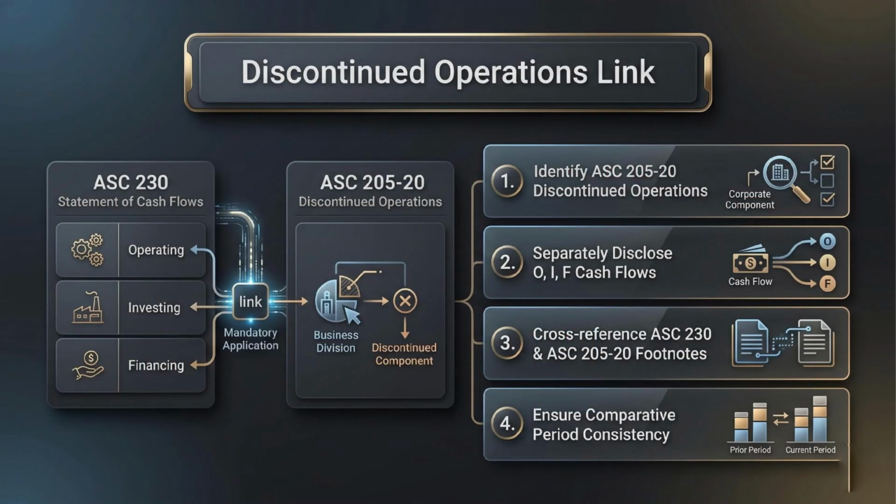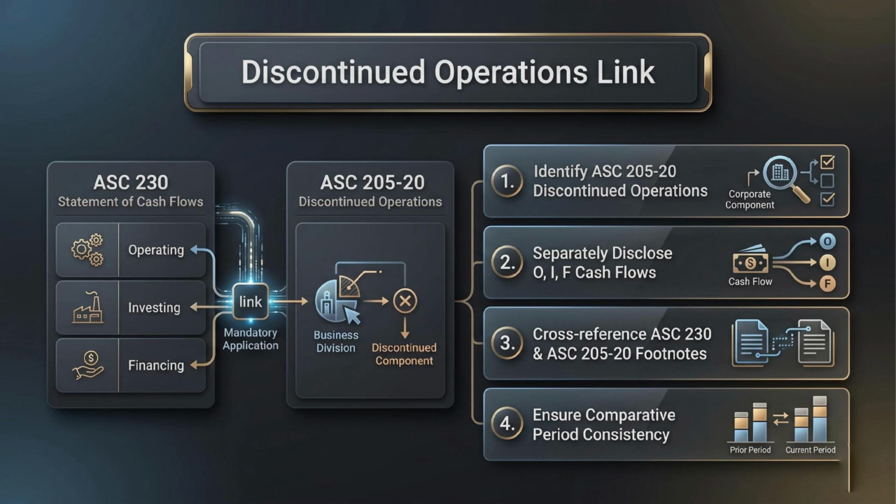Next, let us connect ASC 230 with discontinued operations under ASC 205-20. If a component is classified as discontinued operations, the cash flow statement still needs to reflect the related cash flows. ASC 230 handles the cash flow presentation framework, while ASC 205-20 handles the discontinued operations criteria and disclosure requirements. The key point is coordination.